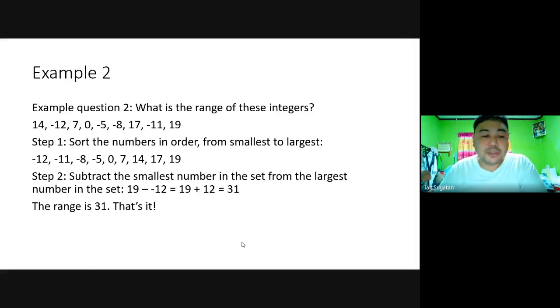Step number 2 is to subtract the smallest number in the set from the largest number, which is 19 minus negative 12. Since the minus sign and the negative 12 is negative, you have a double negative value. If you have a double negative value, it becomes positive. Therefore, 19 plus 12 is equivalent to 31. And the range is 31. So that is example number 2.